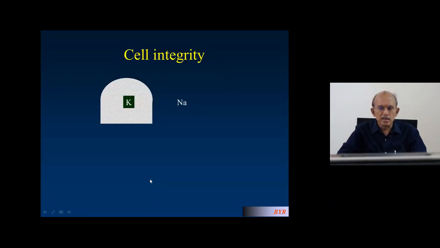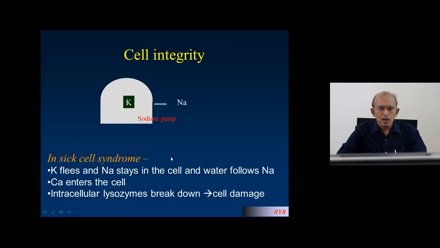Cell integrity also we have discussed yesterday. So this is potassium in the cell, sodium outside the cell. So sodium is always pumped out. This is because of ATPase, that means there is an enzyme that is called Na-K ATPase. So in a sick cell, when the cell has become sick, then potassium flees and sodium stays in the cell, and water flows along with sodium. Calcium enters the cell, intracellular lysosomes break down, leading to cell damage. So if the sodium pump fails, then ultimately cell damage takes place.